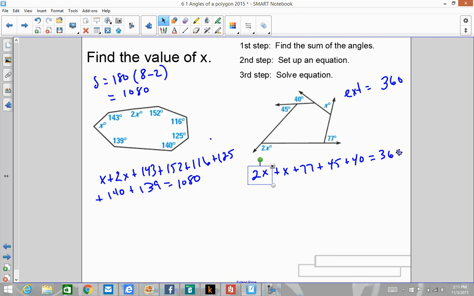So remember, with the interior, you have to find the sum. For the exterior, you should know it's always 360. Set up an equation making it equal to that number, and then solve that equation.